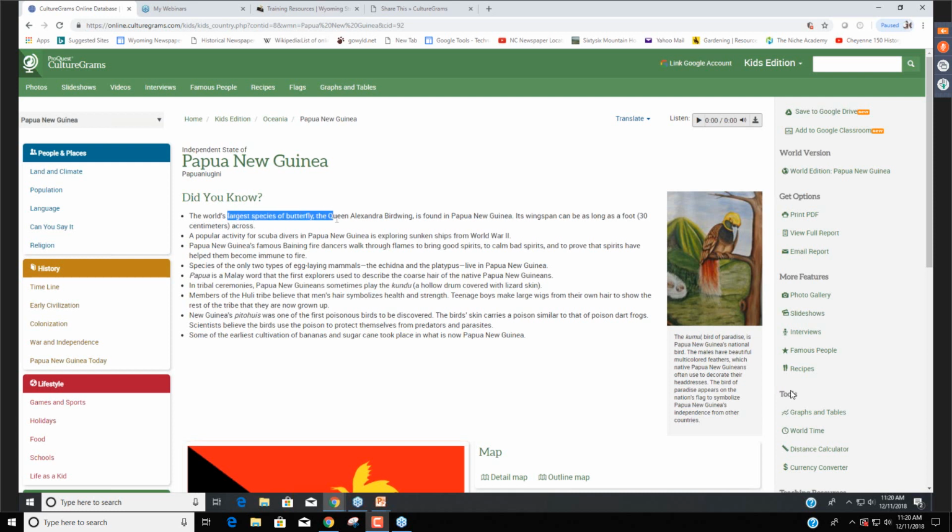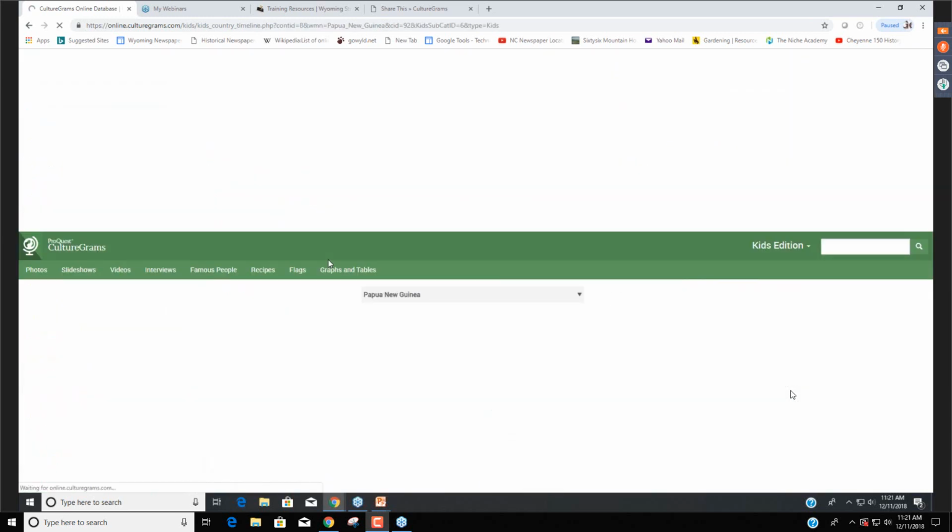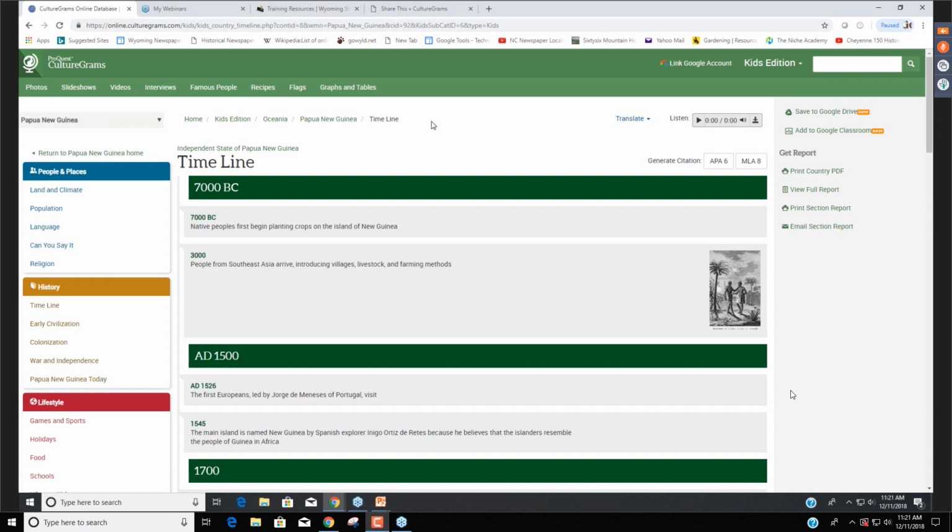right here, the largest species of butterfly, wingspan as long as a foot. I mean, those are things you don't get on the world version. It also includes under history a timeline, and that you'll see in the kids version for reading level for both kids, states, and provinces.